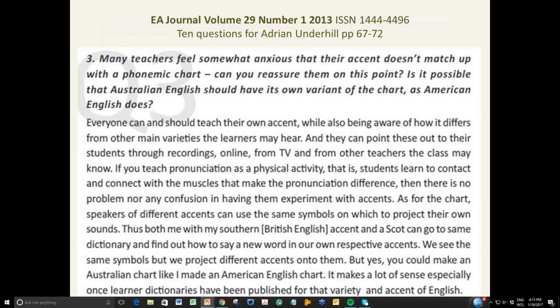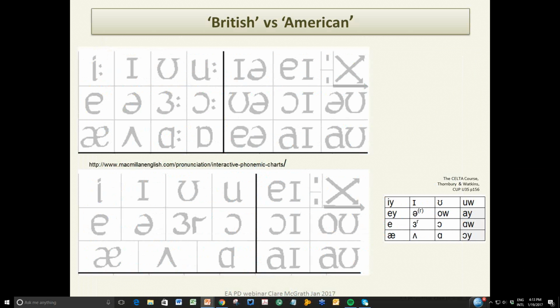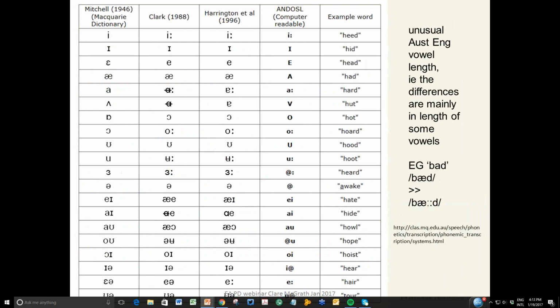The fact that learner dictionaries are not published with Australian English, I think just reflects the size of the market here, not necessarily the need. So later you will see the rest of those slides with British and American charts given there from various sources. Do check out some of the links there. They're quite useful. Here come the Australian ones for those who are serious about getting into transcribing pronunciation, but just remembering the Australian English vowel length, that's the biggest difference. You know, bad. It's really bad, mate.